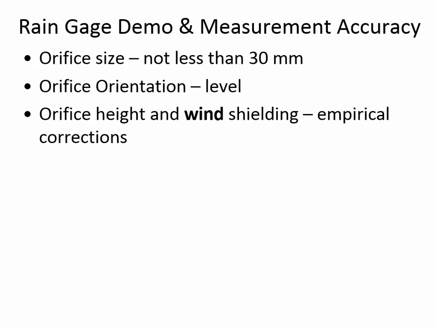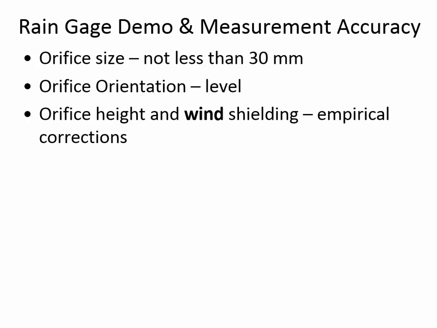When you are recording rainfall, the rule of thumb guidelines that are given for measuring rainfall is that the opening shouldn't be less than 30 millimeters because, you know, the raindrop could actually be split in the middle, and so you want, just for purposes of sampling, the opening to be at least 30 millimeters. Obviously, if it's not level, if it's tilted, then it's not going to intercept the correct amount of rainfall.